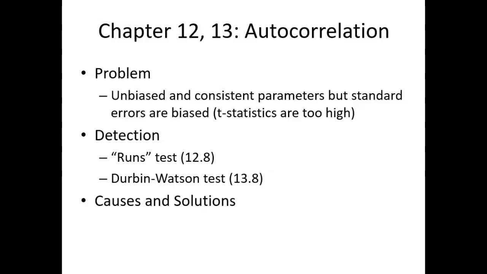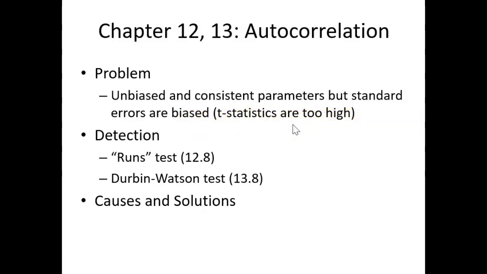And that brings us to a problem with time series regression analysis, and that's called autocorrelation. The problem with autocorrelation is we don't have a problem with biased coefficient estimates. Our coefficient estimate is unbiased, and our parameter estimates are consistent, meaning that the larger the sample size, the closer they are to the real value. But our standard errors are going to be biased. That means the t-statistics are going to be too high.